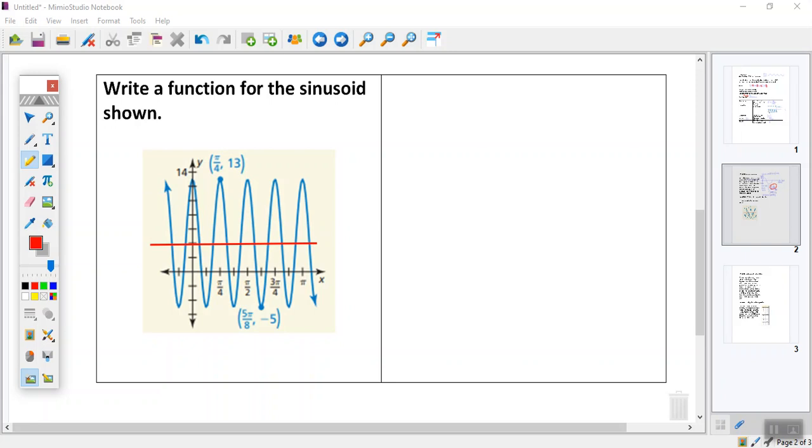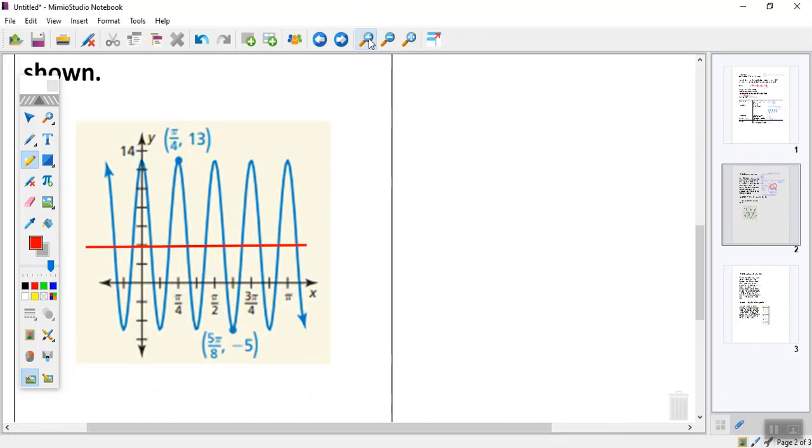I always think starting stuff relative to the x-axis is the most important thing to do. So let me zoom in on this a little bit.